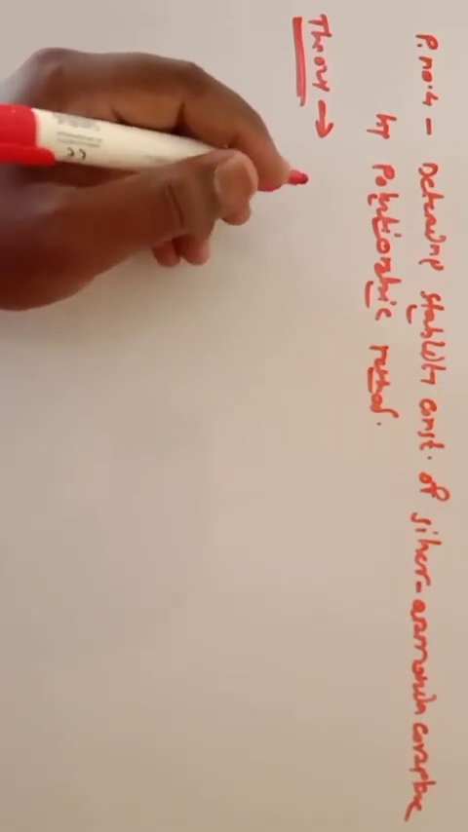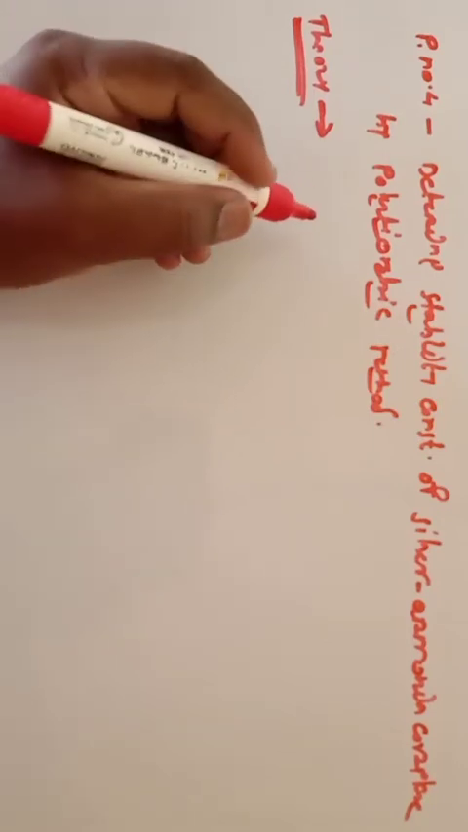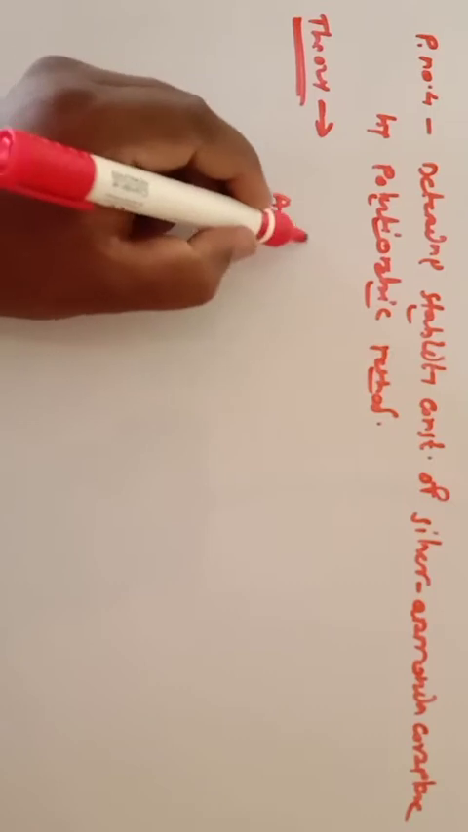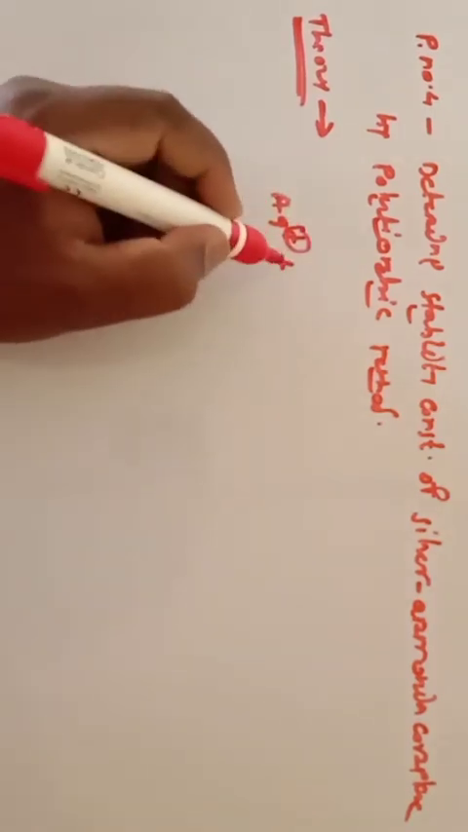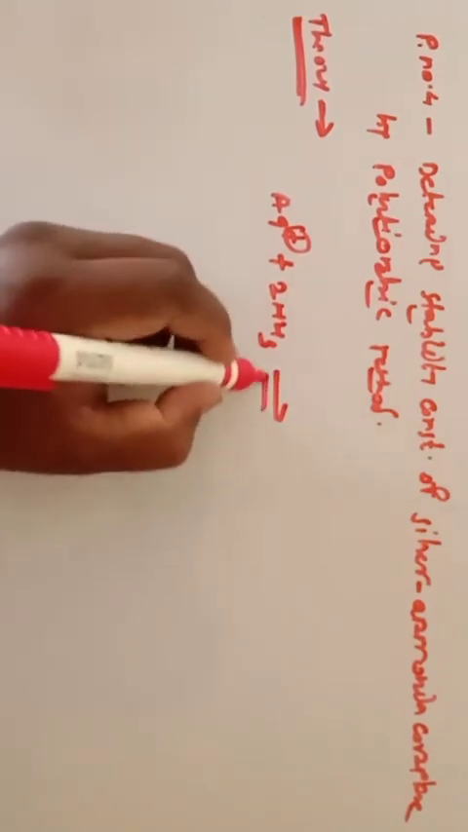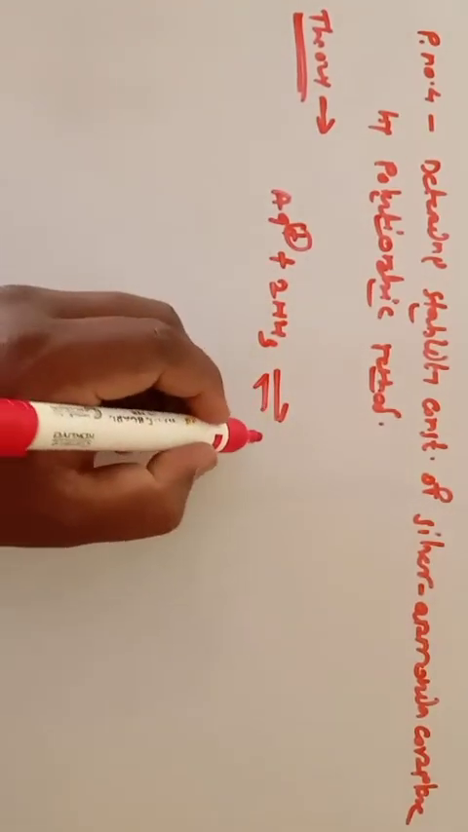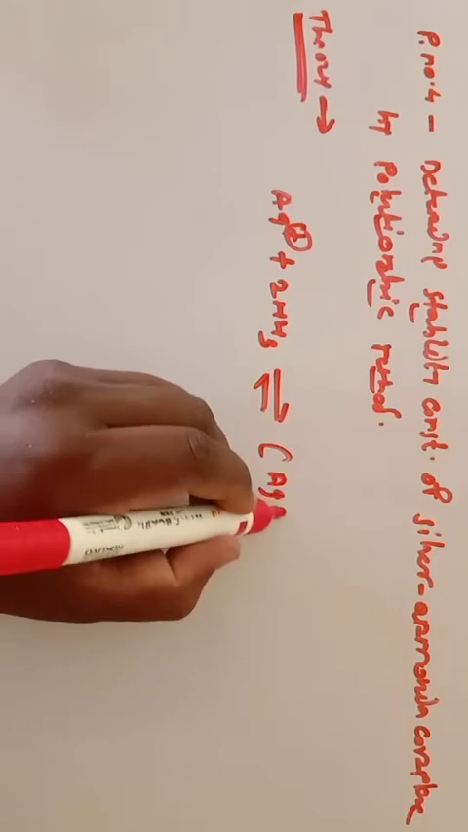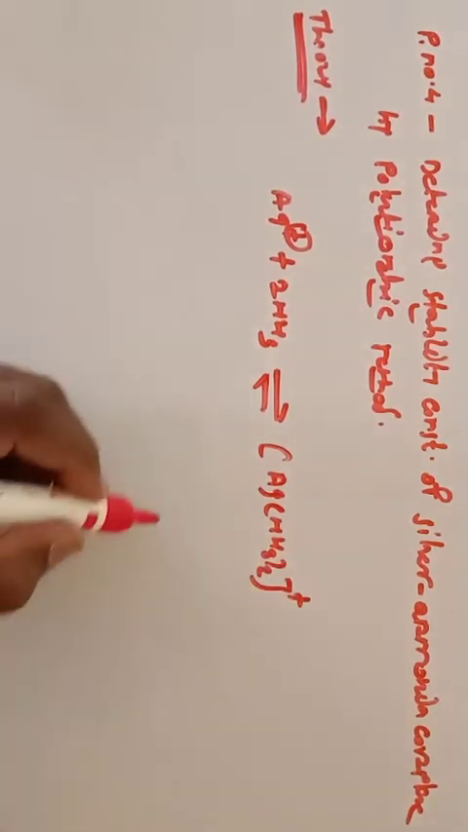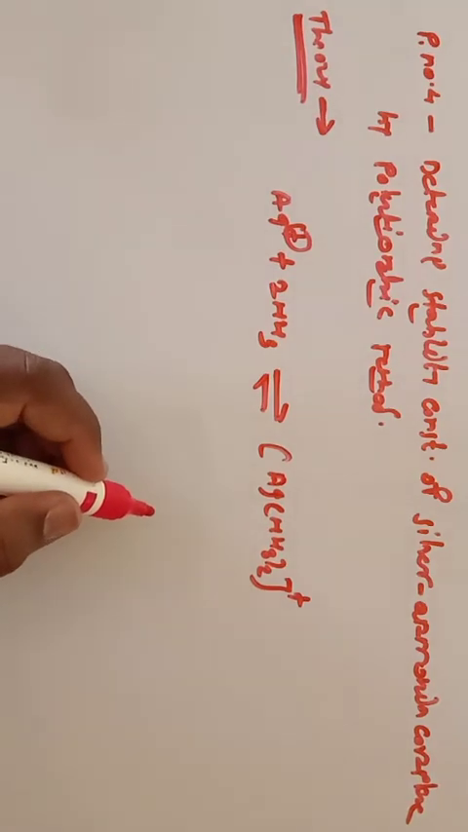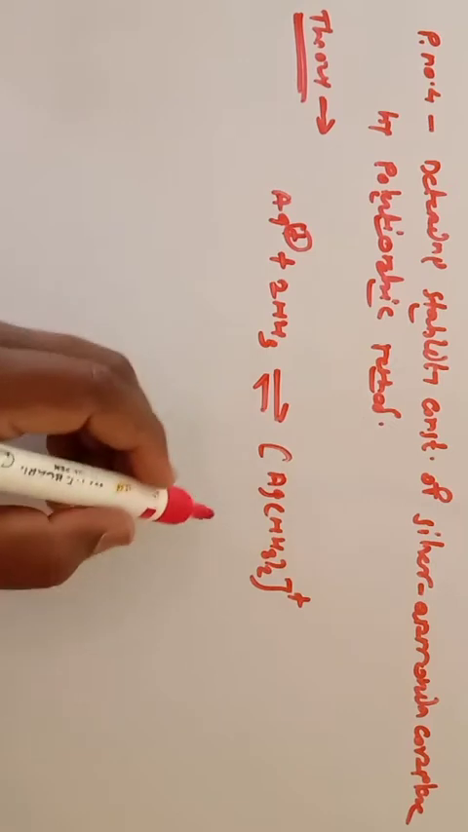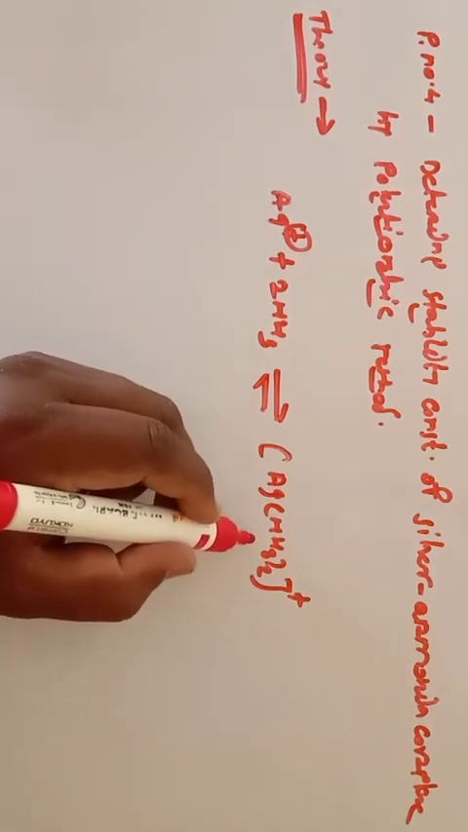The complex formation between silver ions and ammonia is given like this: silver ions plus, for a single silver ion we require two ammonia molecules, so we get this complex, that is silver ammonia complex, in which the complex having plus one charge means the silver is in plus one oxidation state, and this ammonia is a neutral ligand.